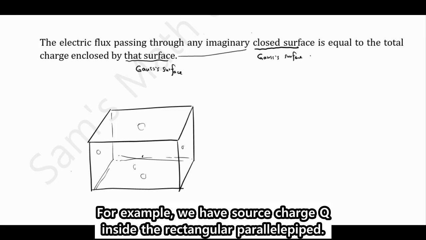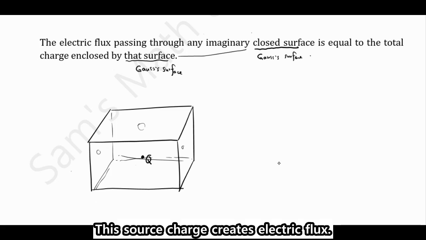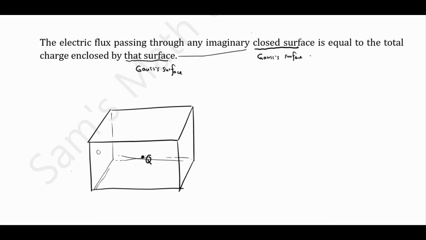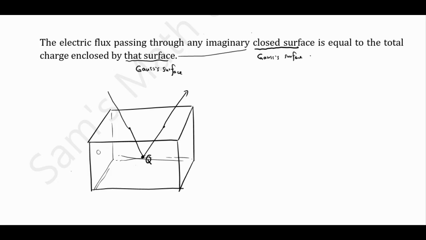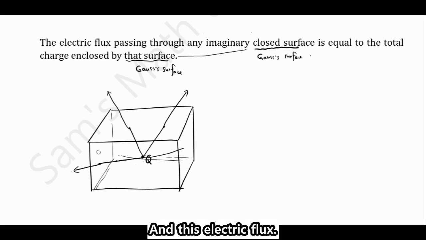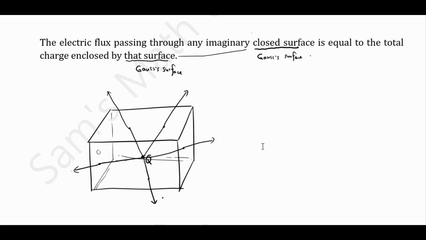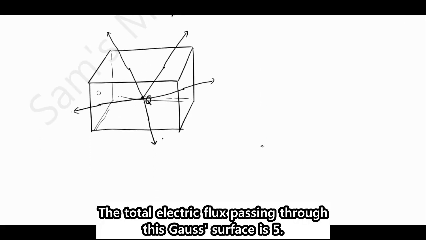For example, we have source charge Q inside the rectangular parallelepiped. This source charge creates electric flux. For example, this electric flux, and this electric flux, and this electric flux, and this electric flux, and this electric flux. The total electric flux passing through the 6 Gaussian surfaces is 5.